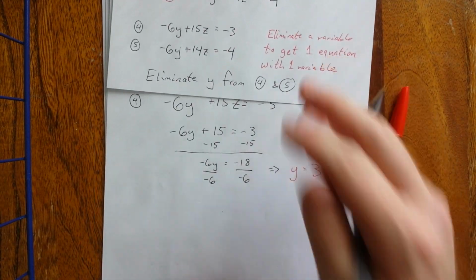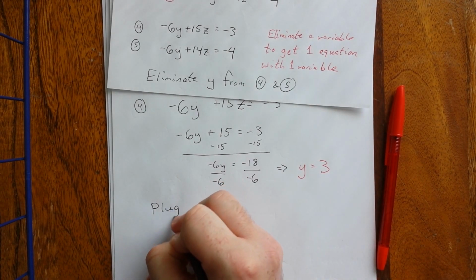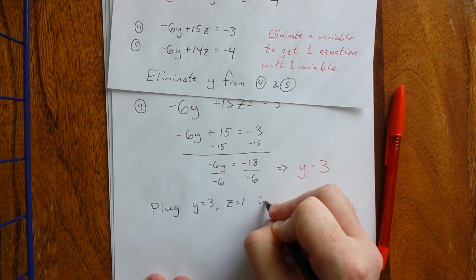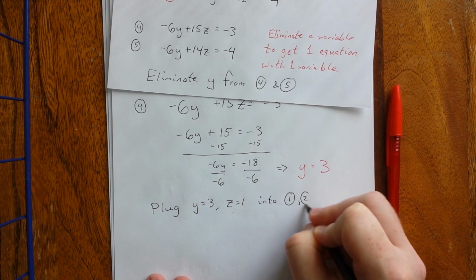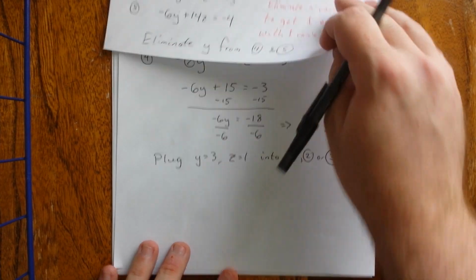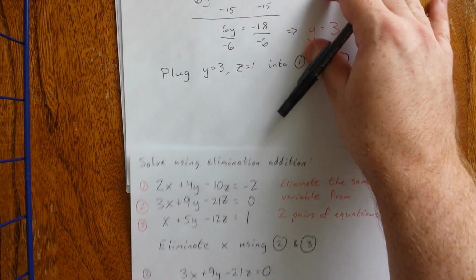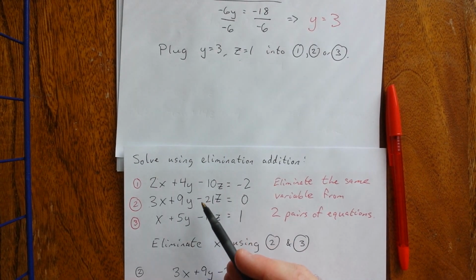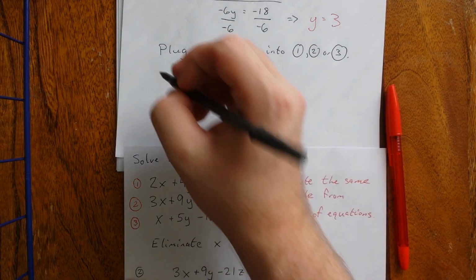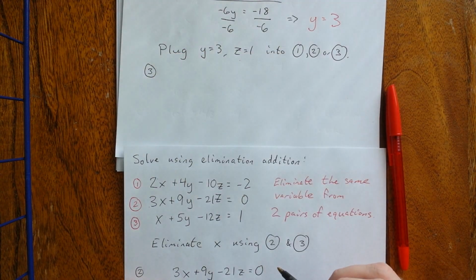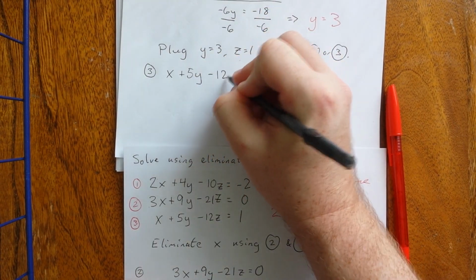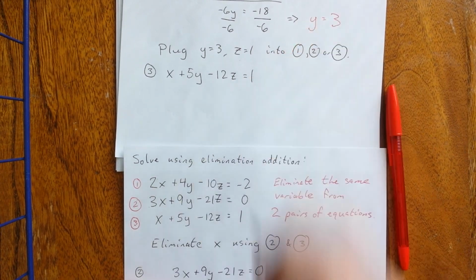Next thing that we'll do is plug y equals 3 and z equals 1 into either equation 1, equation 2, or equation 3, and that'll give me a value for my x variable. So let's grab this sheet so that we can remember what these equations were. Equation 1, equation 2, equation 3. In equation 3, there's not quite as much solving for x necessary, so I'm going to plug this into equation 3. Equation 3 was x plus 5y minus 12z is equal to 1.